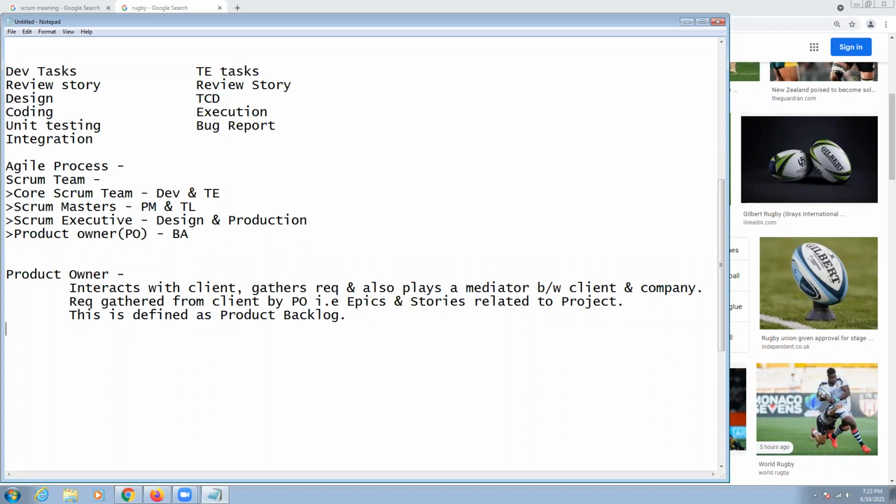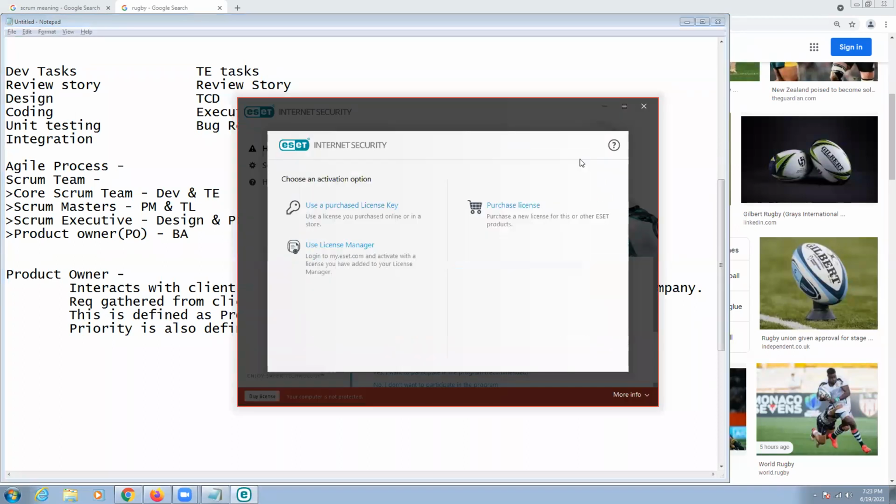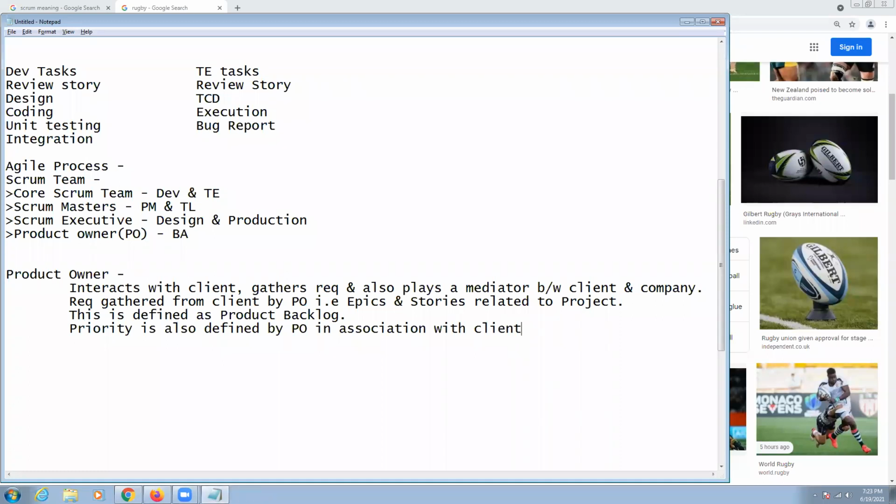Now, once the requirements are being gathered, here they will also define the priority for those requirements, right? Priority is also defined by our product owner in association with the clients over there, right? These two people will decide which is my important requirement to be delivered first, next, and last. So that is their responsibility. This is the entire process which is happening in the product backlog by the product owner over here, right?